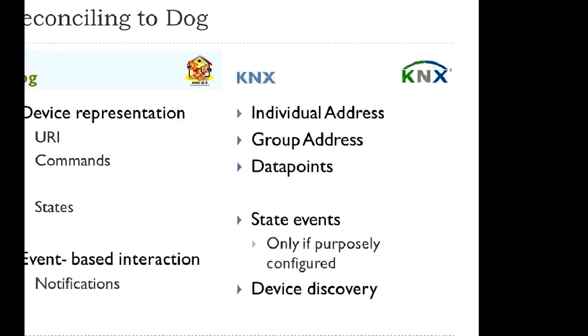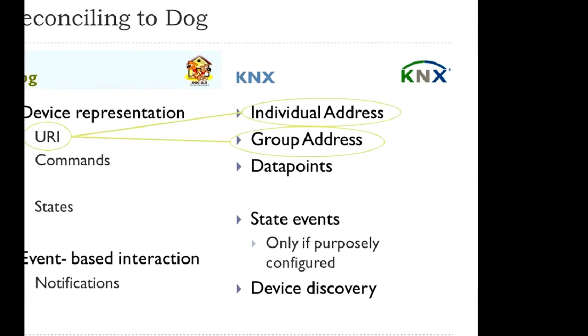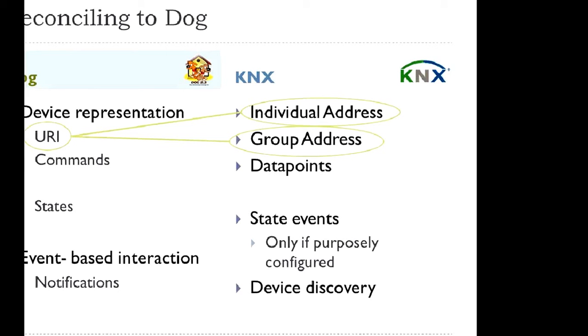With KNX we can do the same thing, but this is a little bit more complex. We have the URI on the Dog side, we have the individual address and the group address on the KNX side. And actually, the mapping is between one URI and one individual address plus one group address. Okay? It depends on what we are doing. Actually, the driver that we have only uses the group address, which is sufficient because we are associating a device with a binding, basically. Okay?